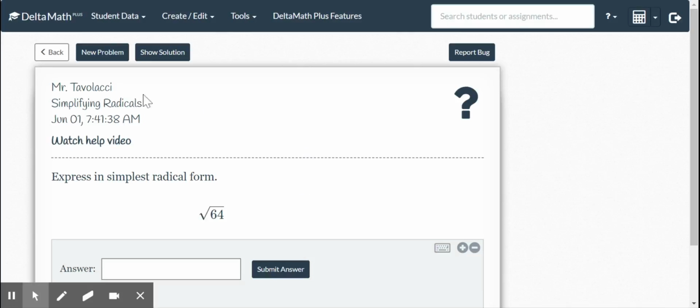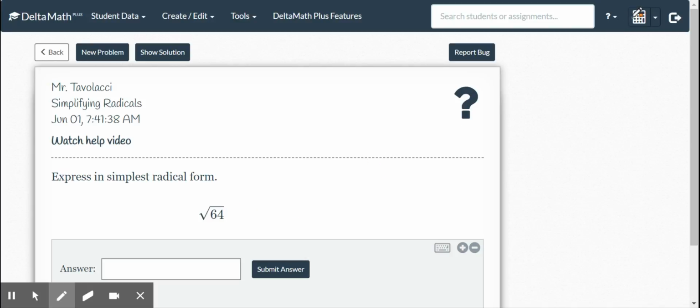Okay, this is going to be the second section of Deltamath. This is simplifying radicals. Now, we don't have it telling us that we're done, so we have to know when we're done. I'm going to skew it so there's more of the guided practice and less of these. But again, they have help videos here. You're definitely watching this video.